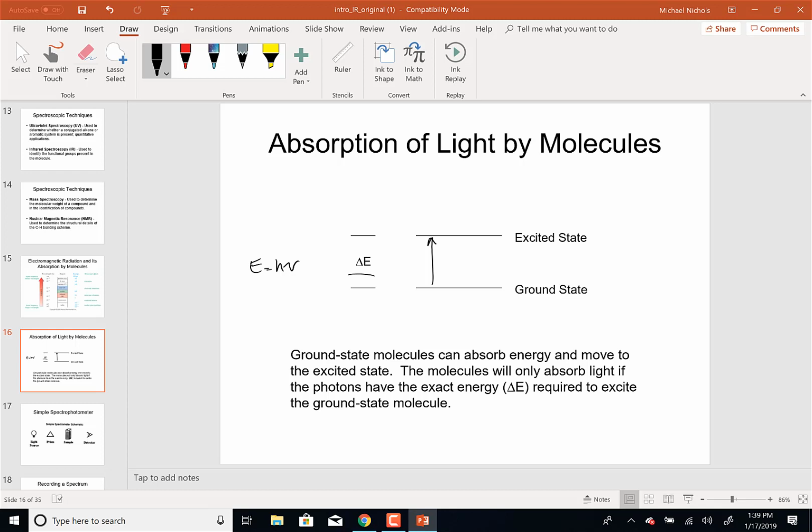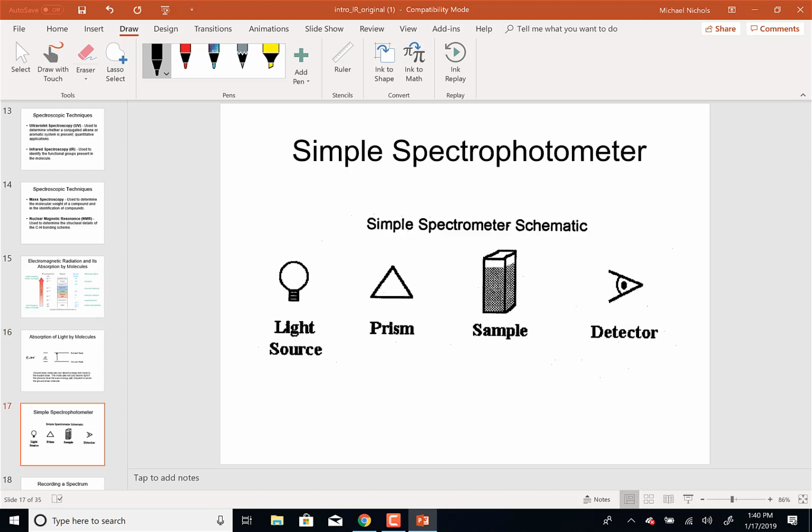And obviously, if we have a laser, the laser is one particular frequency. So that's how we're going to use light to sort of interrogate the molecule, because we can change the frequency of light very precisely, and these energy differences are very precise.